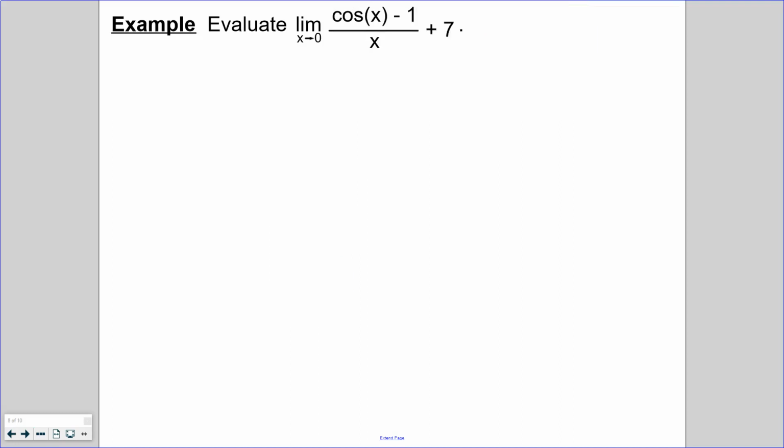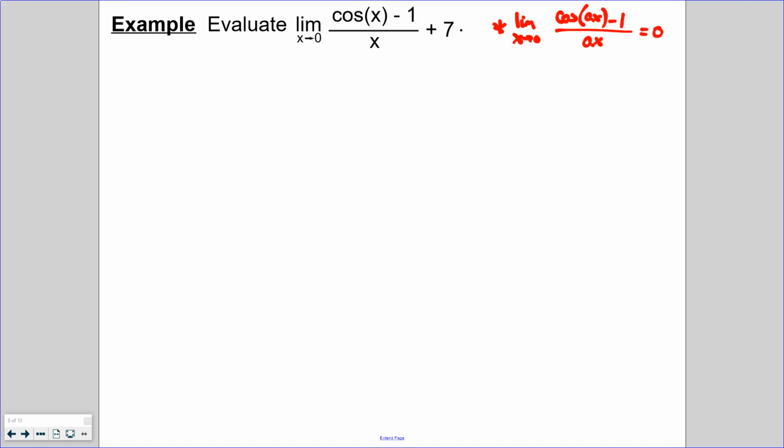Next up, we want to evaluate the limit as x approaches 0 of (cosine of x minus 1) over x, plus 7. So this looks very similar to our limit as x approaches 0 of (cosine of x minus 1) over x. Excuse me, I forgot my a value, so let's back that up. It's going to be cosine of ax minus 1 over ax is equal to 0.